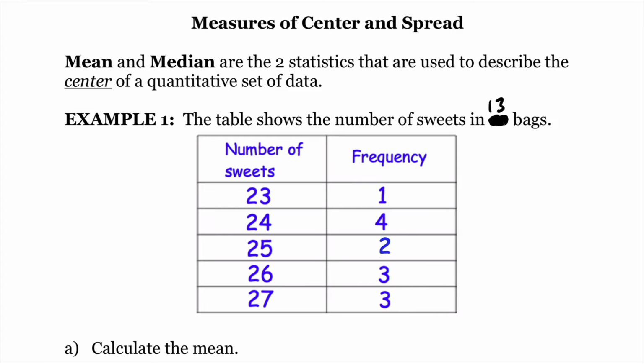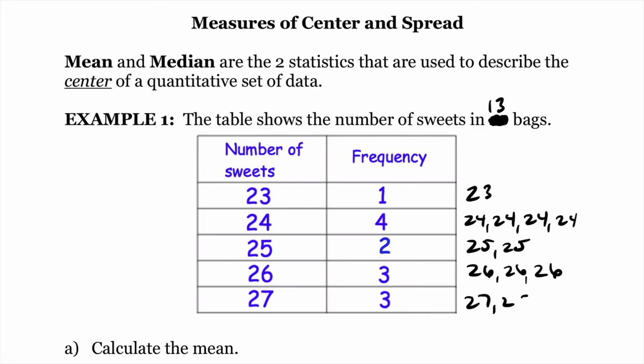One bag has 23 pieces of candy. 4 of the bags have 24 pieces of candy. 2 of the bags have 25 pieces of candy. 3 of them have 26 pieces, and then the last 3 have 27 pieces. In other words, there's one 23, 4 24s, 2 25s, 3 26s, and 3 27s. That's 13 bags.